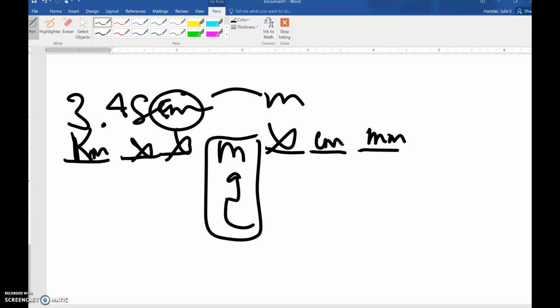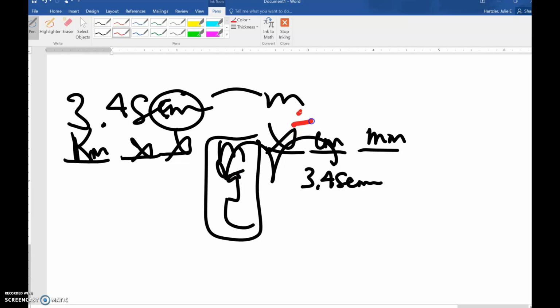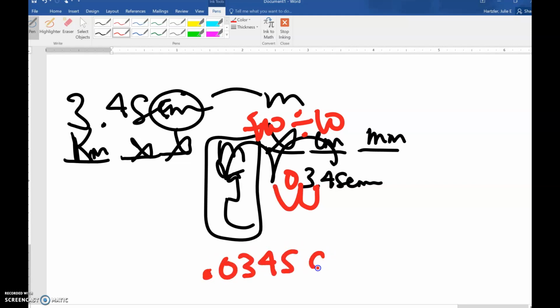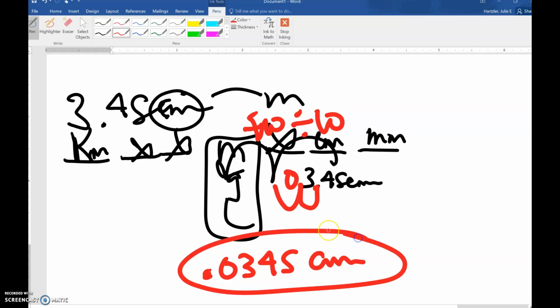So where am I at? I am at centimeters right now. So 3.45 centimeters. And how many jumps does it take to get to meters? So 1 jump, 2 jumps. And if you're going backwards, this is base 10, so you're going to divide by 10 twice, once for each jump. So I'm going to add a 0, so 1 jump, 2 jumps. So 0.0345 meters would be my answer, and it's less of them, so that makes sense.